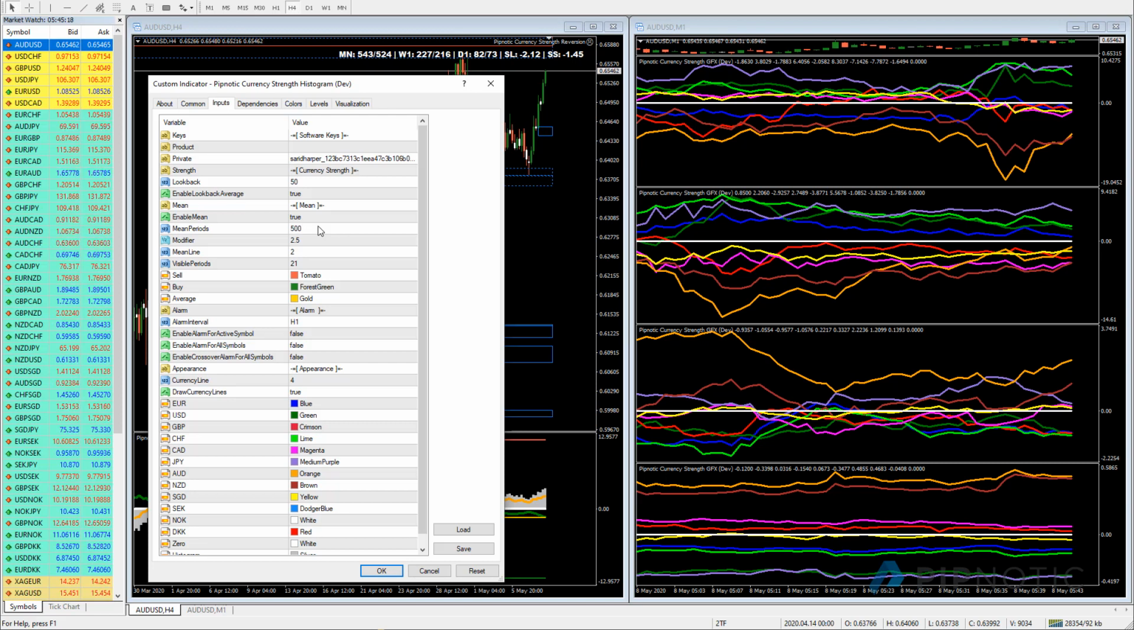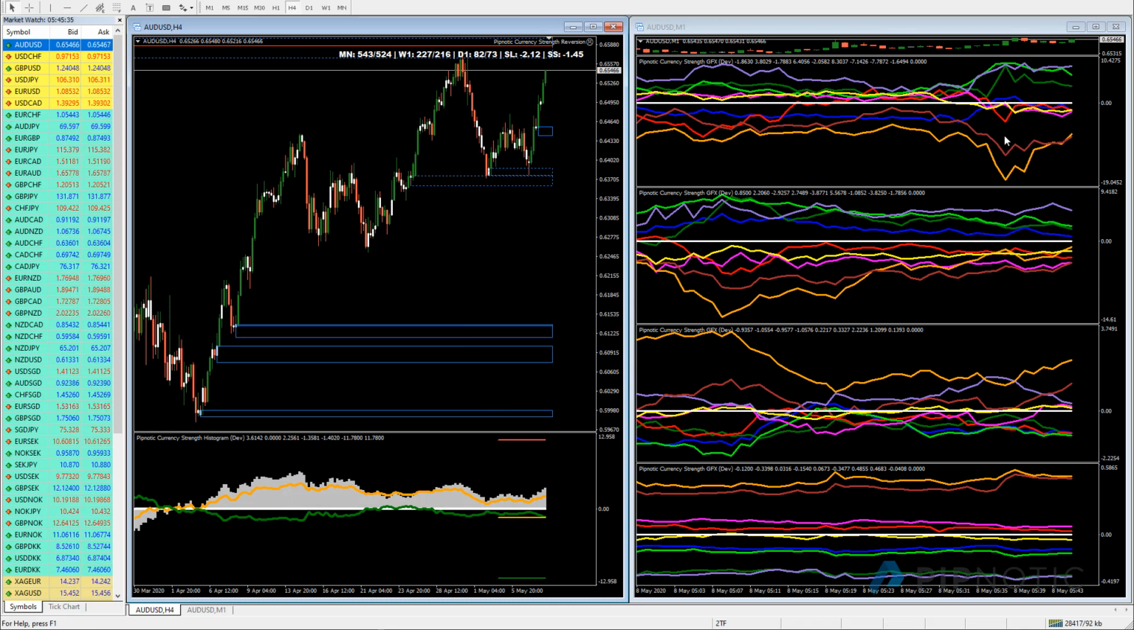But I like to speed things up a little bit for myself, and so I put the mean period to 500 and the modifier at 2.5, and this is what I'm using to view currency strength data, just because I like to see this information. Okay, so that's what I have there, and then you'll notice on the other side of my chart I have 1, 2, 3, 4 instances of the currency strength GFX. This is the longer term here. Then we have the medium term, we have the shorter term, and then we have the session data here.